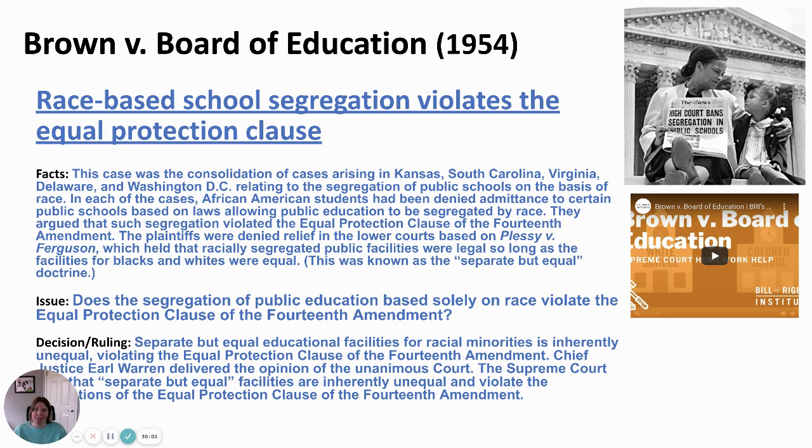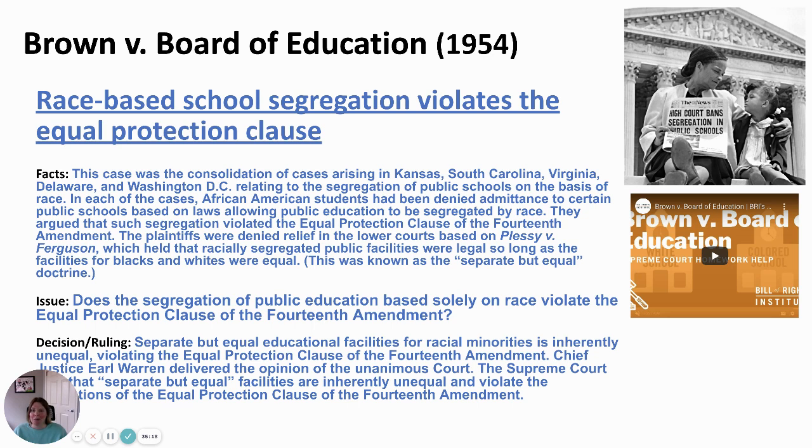So at this time, when this case was decided, you had white schools and you had black schools, basically. And while in theory they should have been equal, because that's what separate but equal was supposed to be, they weren't actually equal. So they argued that such segregation violated the Equal Protection Clause of the 14th Amendment.